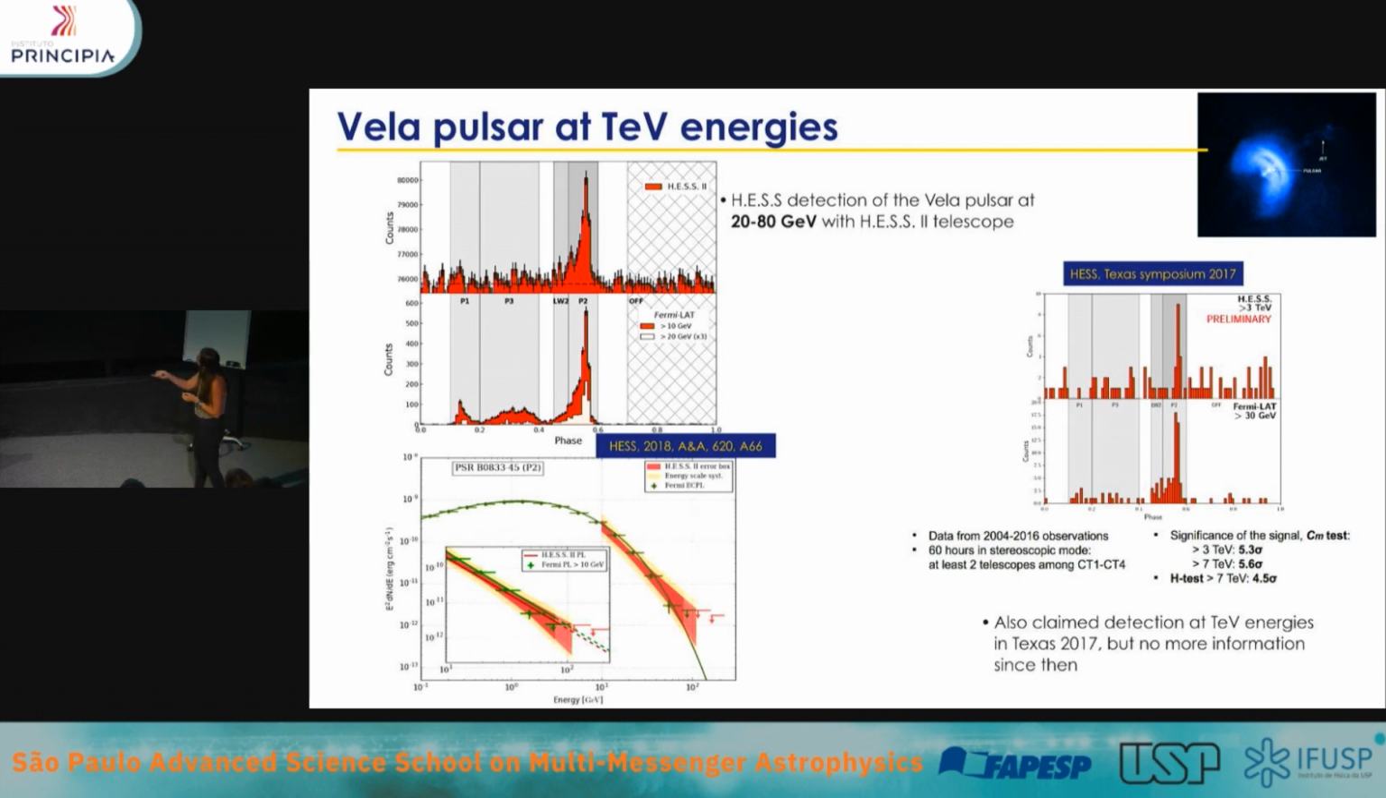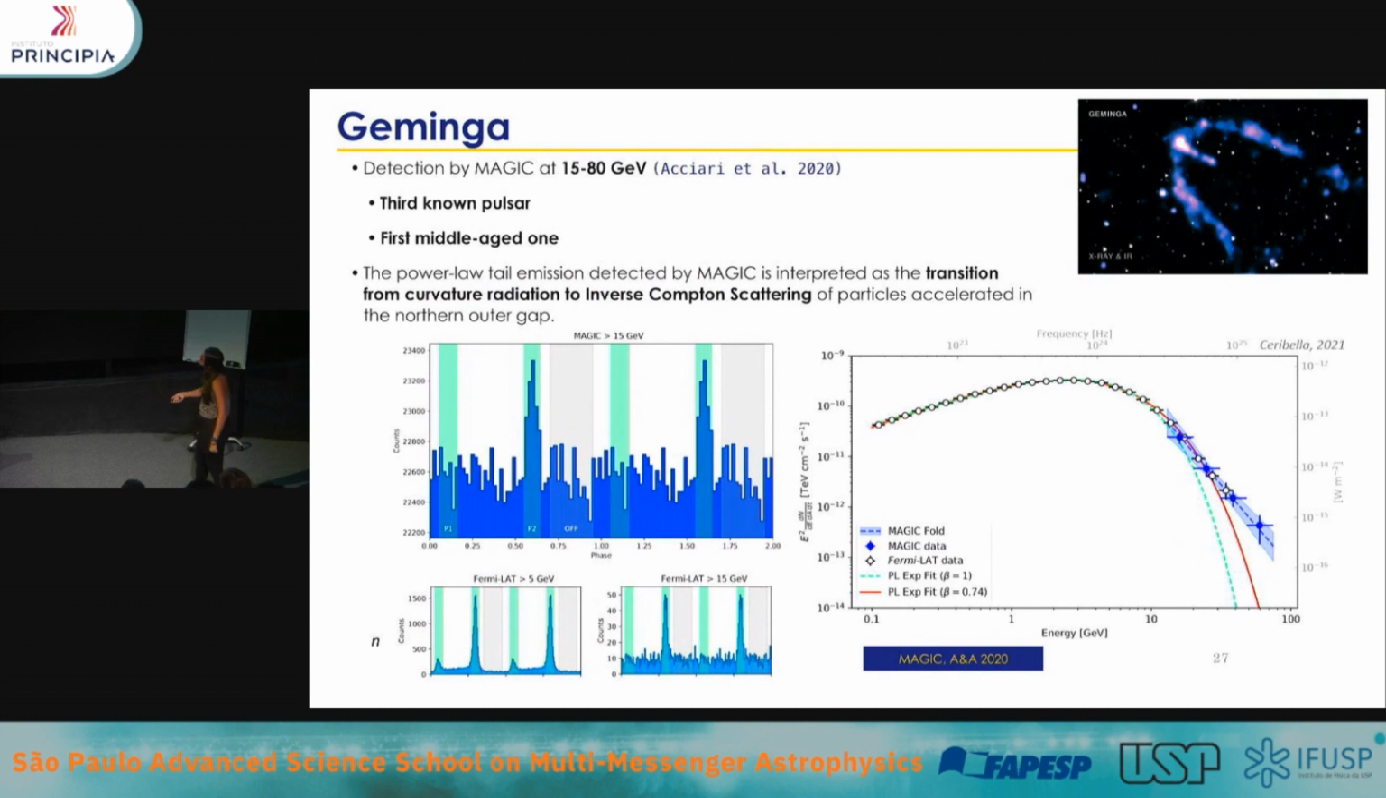Because it's very interesting. And the other pulsar that we have in the community is Geminga, the oldest that has been detected. I put it here as middle-aged one, I think. Well, okay, I have to check. But you can see that we have detected it at low energies, at 15 giga electron volts.